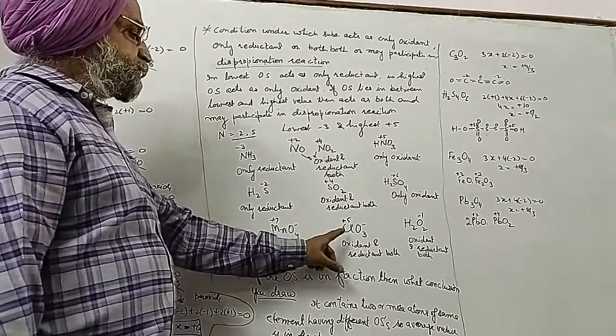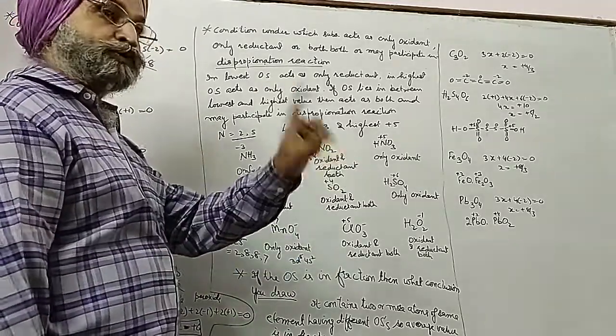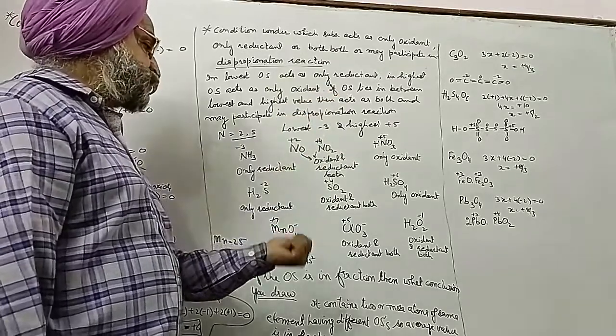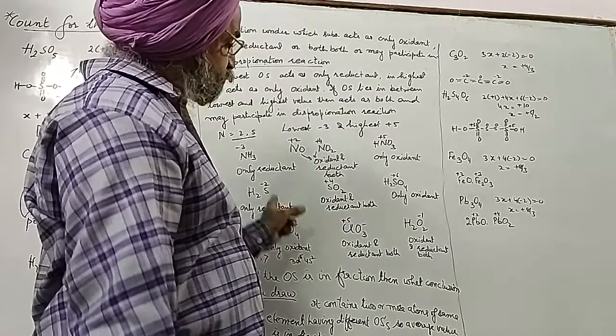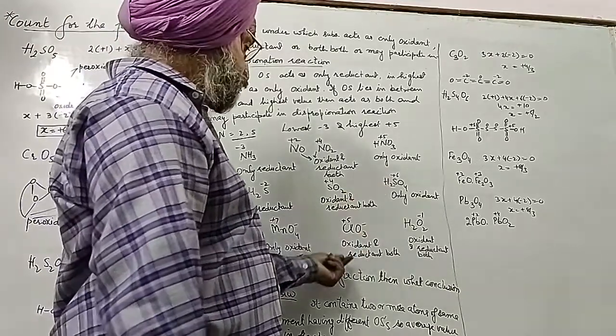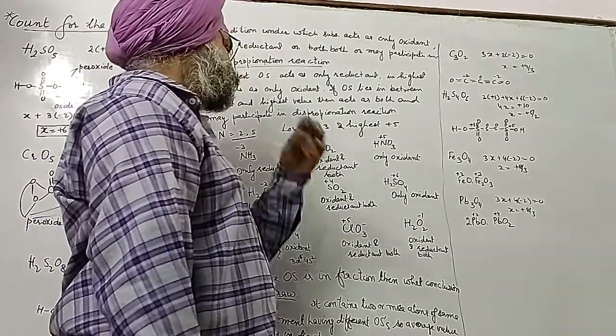In case of chlorine, the lowest is -1, highest is +7. So +5 lies in between -1 and +7, so it acts as an oxidant or reductant.